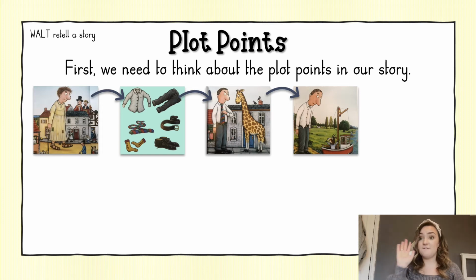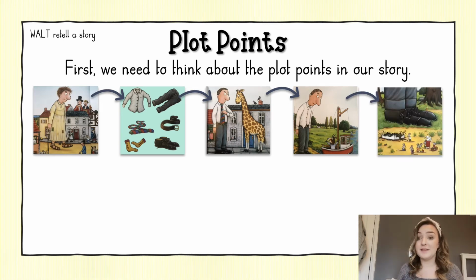Then our 5th plot point, so this is number 5, where George meets the mouse family, and the mouse family are very, very sad because their house has burnt down. That's not a good thing to happen, is it? So George thinks, how can I help? And what does he give the mouse family? He gives them his shoe to use as a house, doesn't he? He gives his shoe as a house for a mouse. And again, it rhymes, so it helps me to remember that as well.